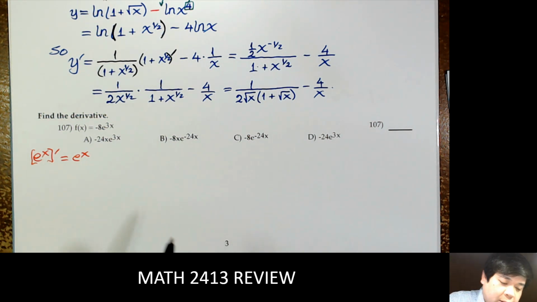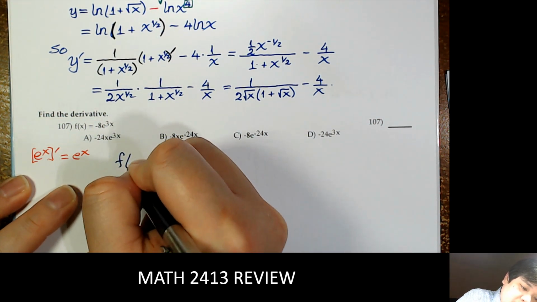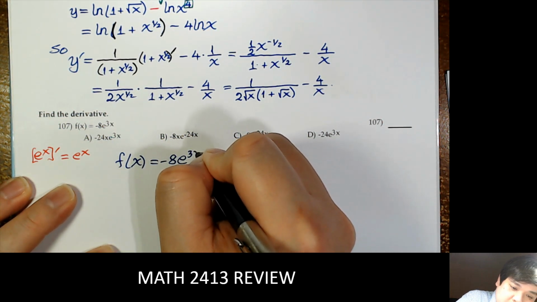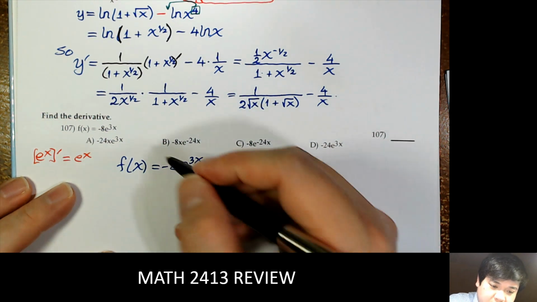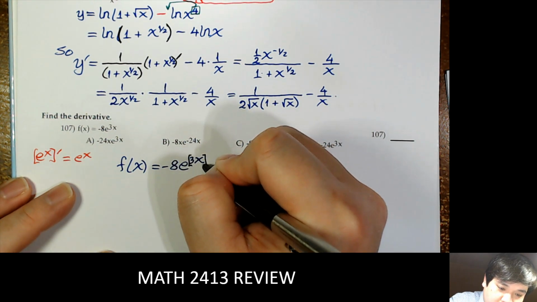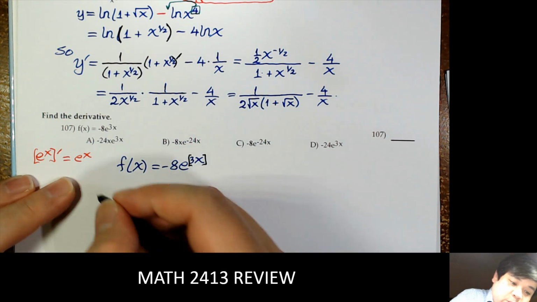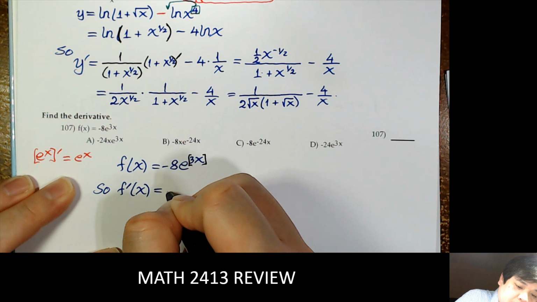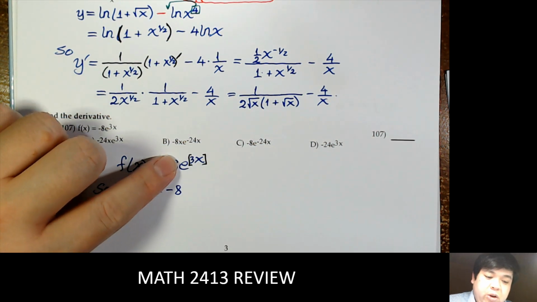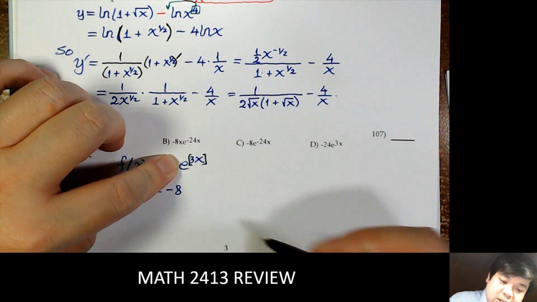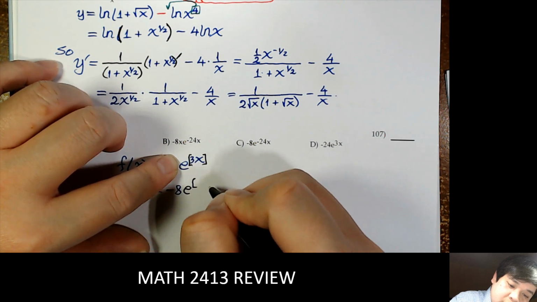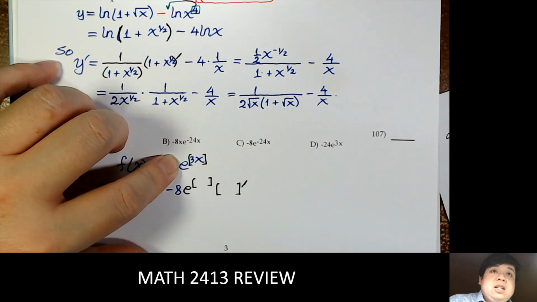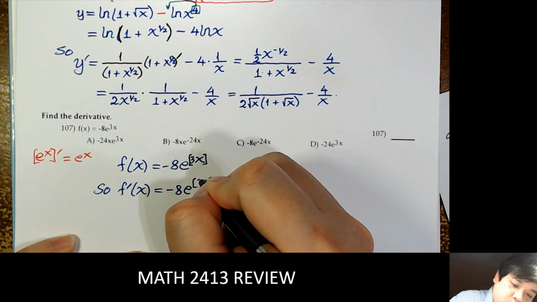Right, now the function is that. Let's rewrite the function: negative 8 e to the 3x. If we put all the exponent in the parentheses, and then we take the derivative using the chain rule. Negative 8 is constant, we stay there. Derivative of e to something is just e to the same thing, and then derivative of that inside the parentheses happens to be 3x.